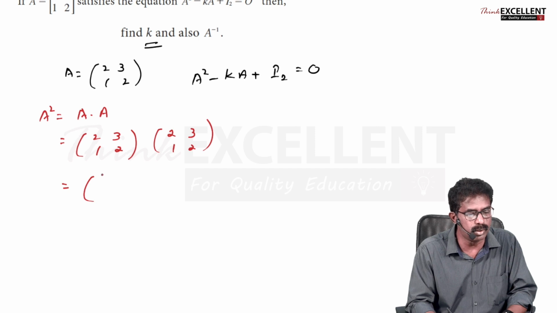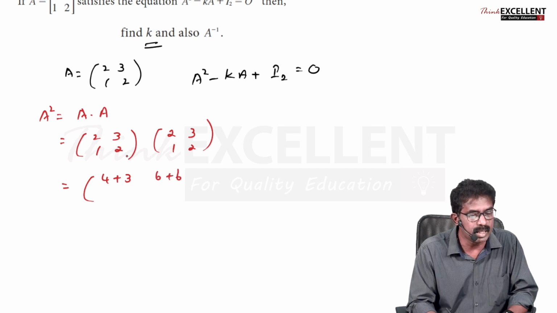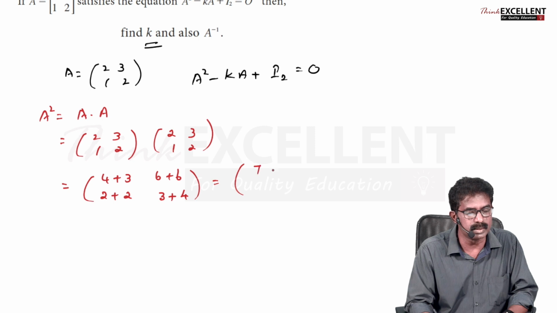2 into 2, 4 plus 3 into 1, 3. First row, second column: 2 into 3, 6 plus 3 into 2, 6. Second row, first column: 1 into 2, 2 plus 2 into 1, 2. Second row, second column: 1 into 3, 3 plus 2 into 2, 4. So what are you getting here? 7, 12, 4, 7, right?